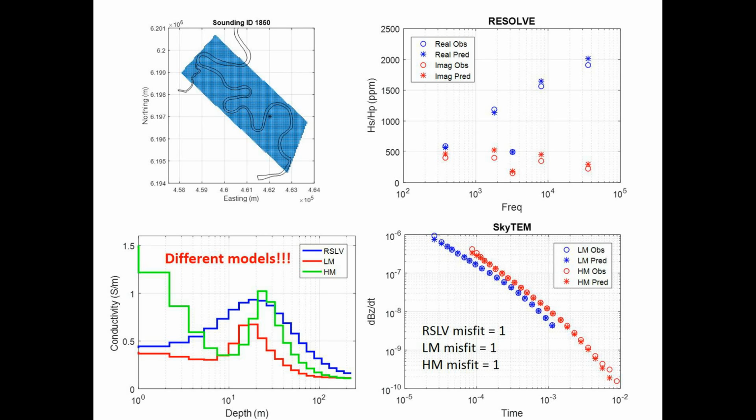Okay, so this is interesting. They're different. So you can see they all recover some sort of conductive layer, but they're kind of in different thickness, different depths. So the annoying thing is that for the high moment data, it requires a huge conductive layer on the top. But the resolve and the low moment kind of agree very well. So this part is very annoying.